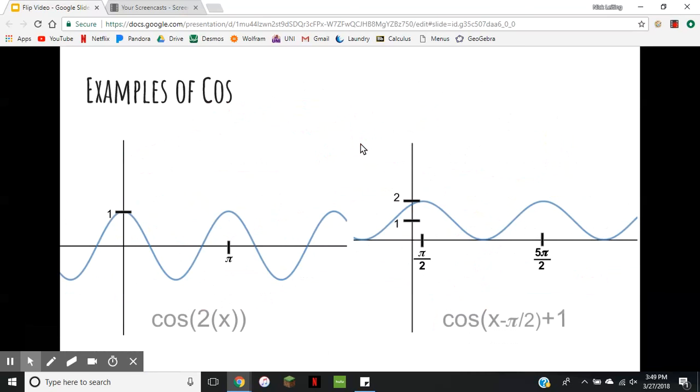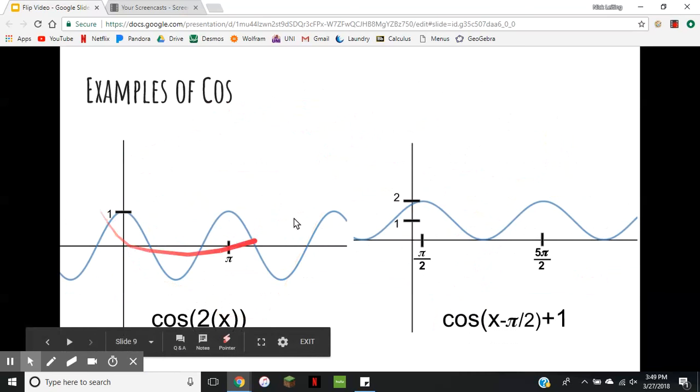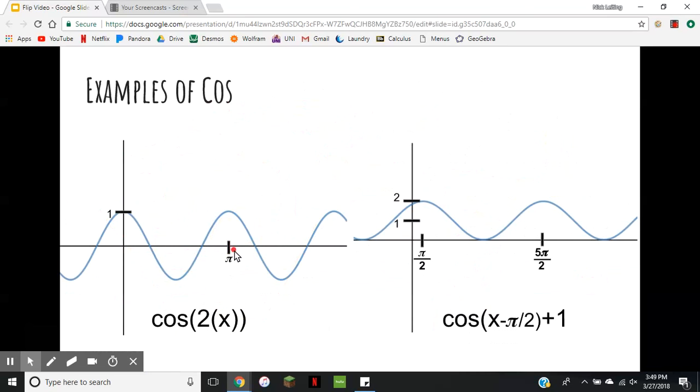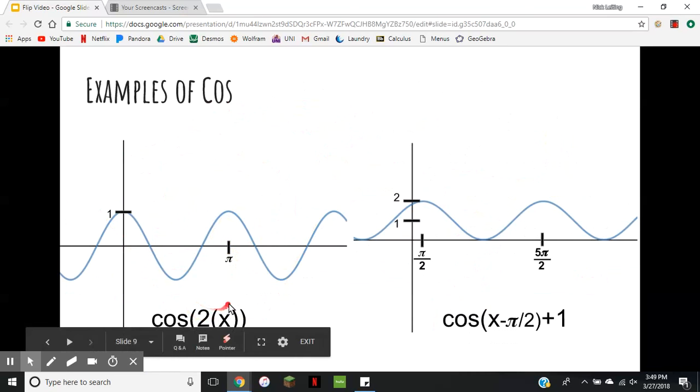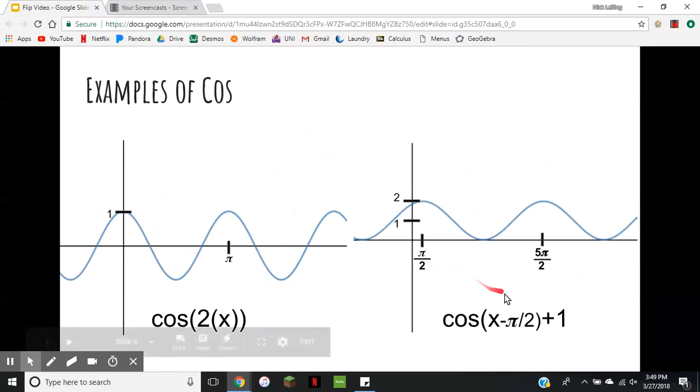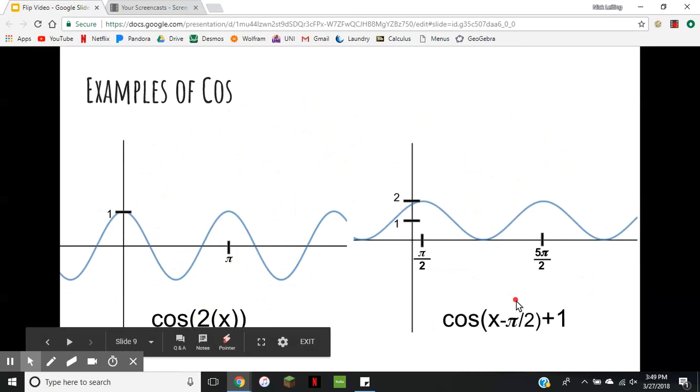Alright, as we see here, the answer to this function is the cosine of 2 times x, because our period is pi, and so b would equal 2 pi over pi, or otherwise 2, as seen down here. And for our right function, we have cosine of x minus pi over 2 plus 1. Our horizontal shift, as seen, is pi over 2, and our vertical shift is 1.